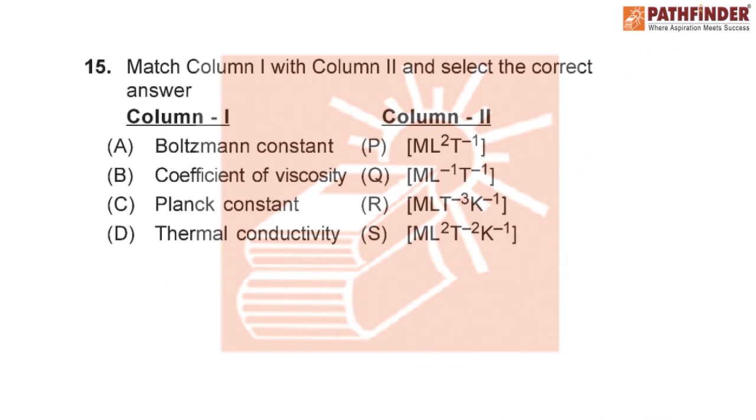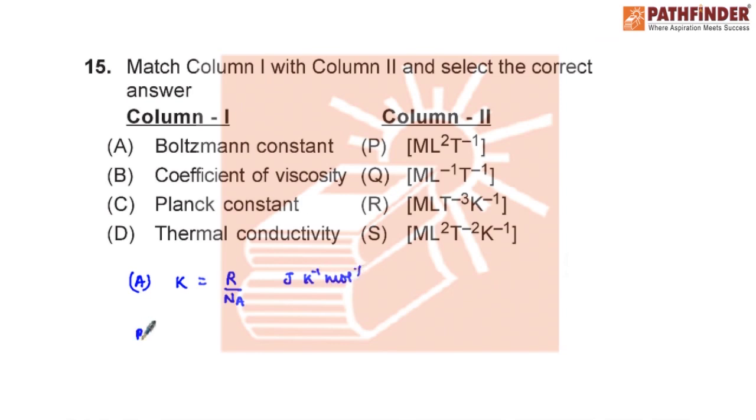Question number 15 is a match the column type question, and we are asked to select the correct alternatives for each option in column 1 with column 2. We have certain parts over here where A is Boltzmann constant. I am writing the working formula for each of them. Boltzmann constant can be written as K, which is equal to ideal gas constant upon Na. Now ideal gas constant is expressed in terms of Joule per Kelvin per mole.